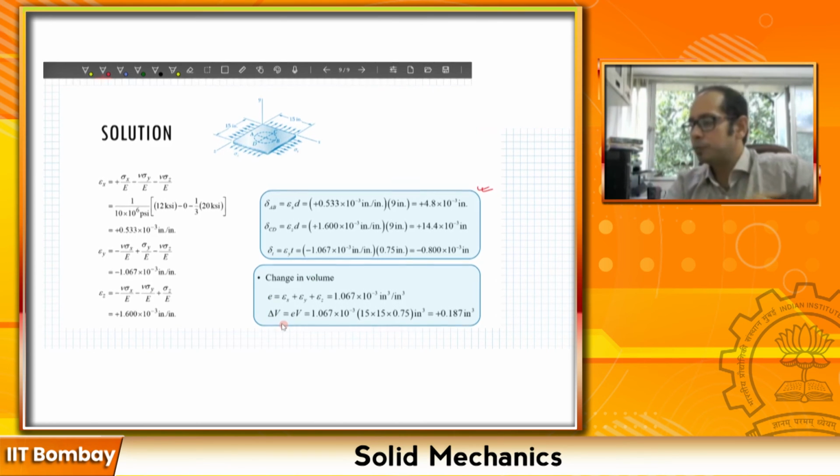So I hope this problem was clear to you. Solve similar problems on your 3D Hooke's law, where you have different loading conditions on different kinds of structures, to find the stresses and the strains and so on.